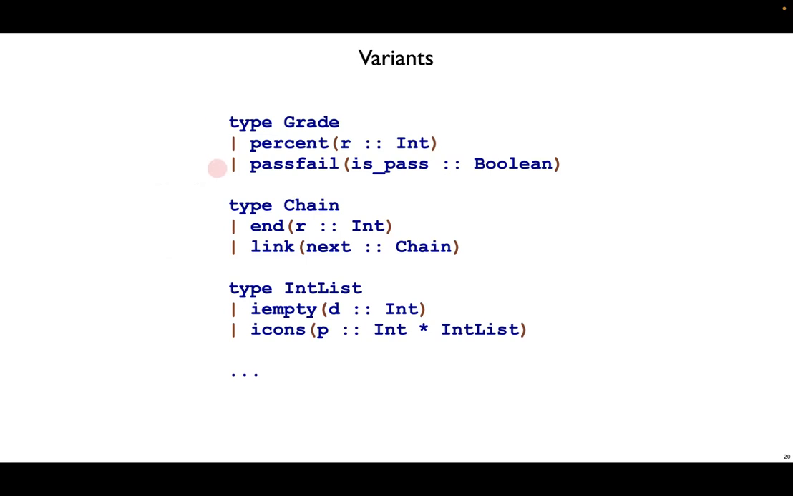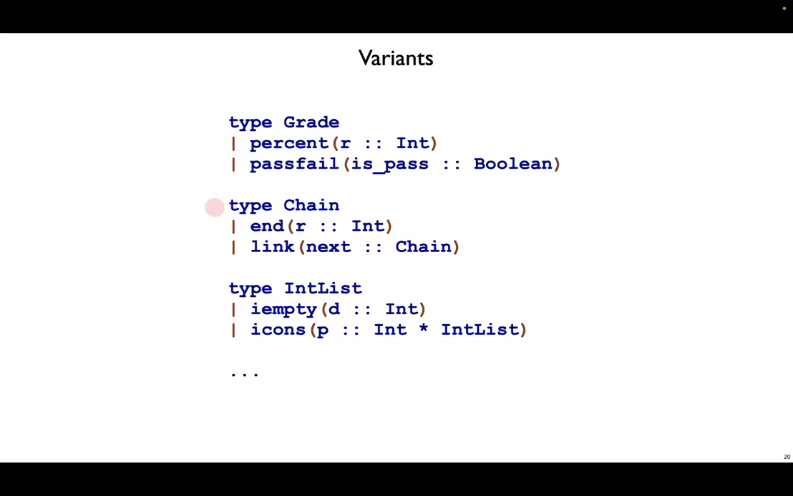First, we have a grade type, and there are two variants, two possible kinds of grades. A grade is either a percent with an integer field, or a grade is a pass-fail with a Boolean field. These next examples are a bit more contrived, and that's because these type definitions are as simple as they can be. They all follow the form where they have two variants, and each variant has one field. And that's because the simple version is the one that we're going to implement for Mo.